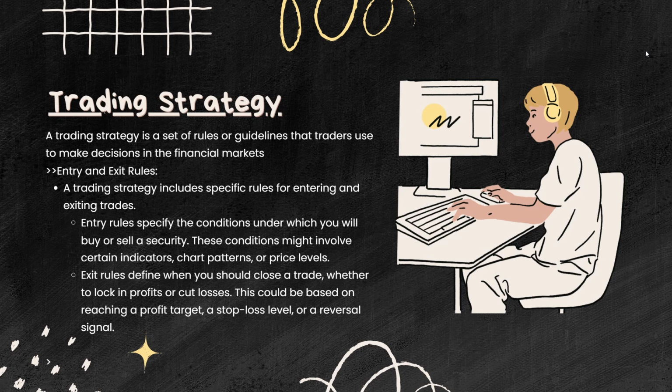A trading strategy is a set of rules or guidelines that traders use to make decisions in the financial markets. A trading strategy will have your entry and exit rules. A trading strategy includes specific rules for entering and exiting trades. Entry rules specify the conditions under which you buy or sell a security. These conditions may involve certain indicators, chart patterns, or price levels. Exit rules define where you should close a trade to lock in profits or cut losses. This could be based on reaching a profit target or a stop loss level or a reversal signal.